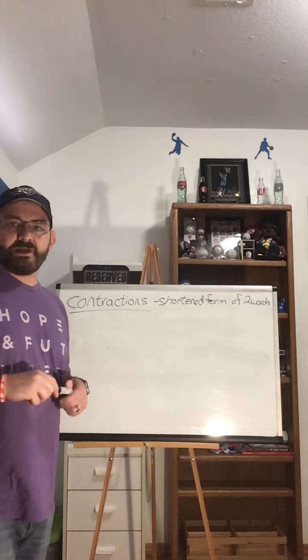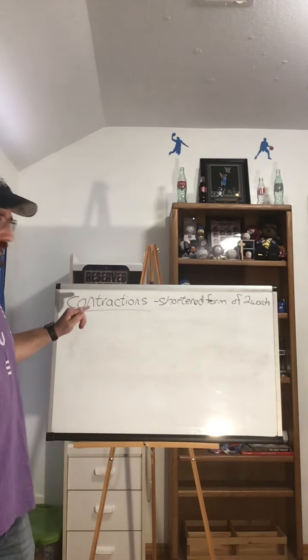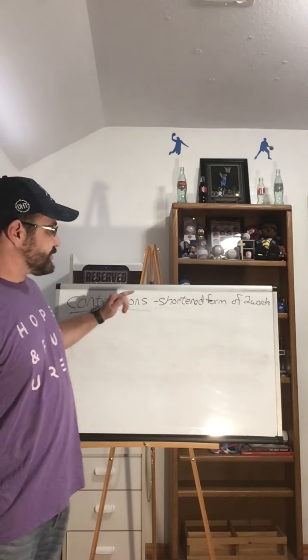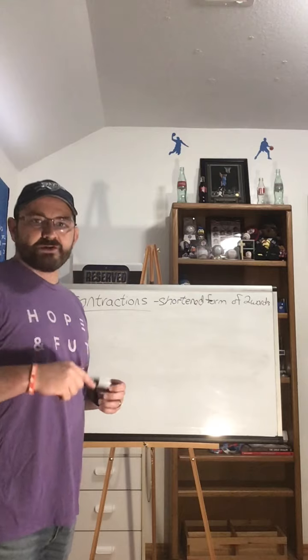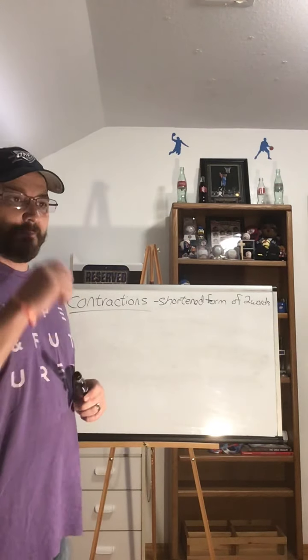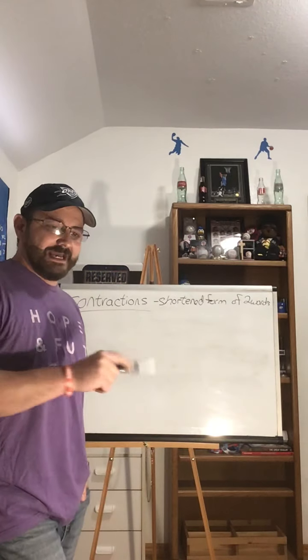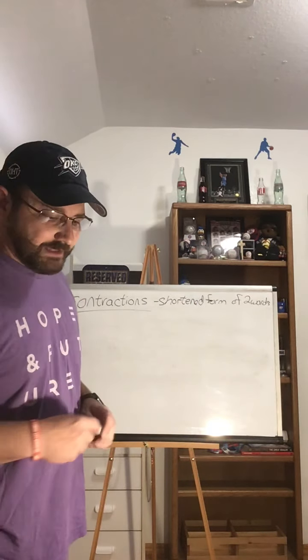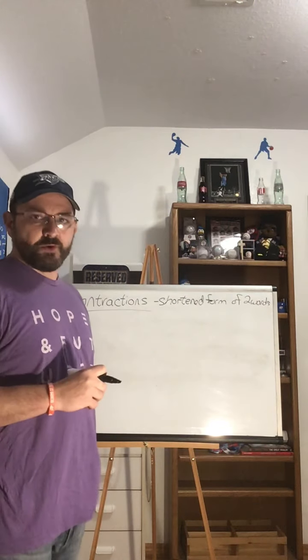If you watched yesterday's video, what we talked about was contractions, and we gave it a good definition: contractions are a shortened form of two words. The big part of the contraction is called the apostrophe, and what the apostrophe does is it comes after the first word and takes the place of a couple of letters in the second word. Today, what we're going to be focusing on is the word will.